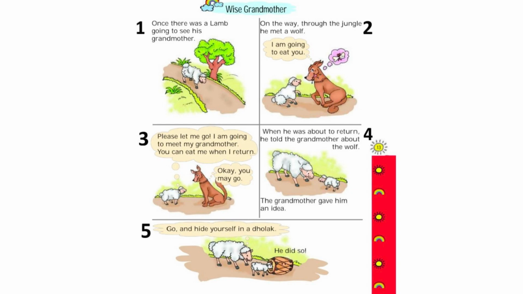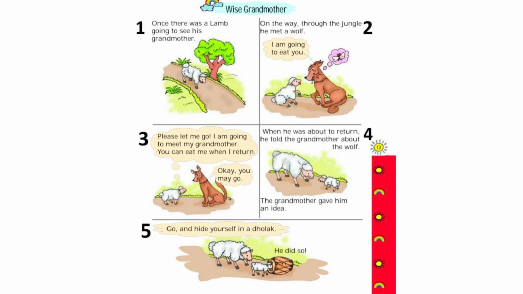Look at the fourth picture. When he was about to return, he told the grandmother about the wolf. Now I will explain this. The lamb said to his grandmother that on the way he met a wolf and the wolf said that it will eat him. The grandmother gave him an idea. So the grandmother gave the solution to the lamb.